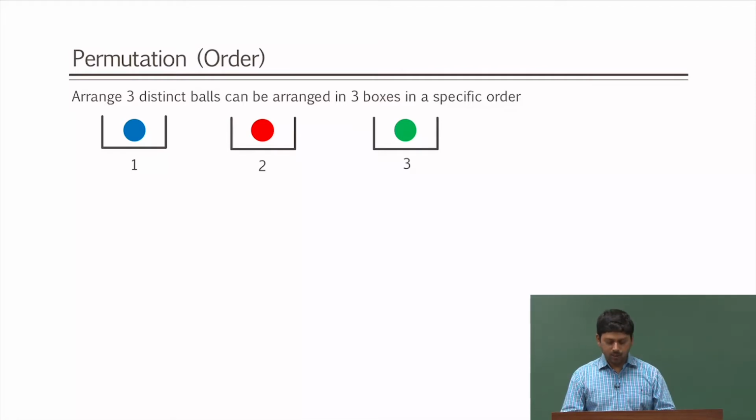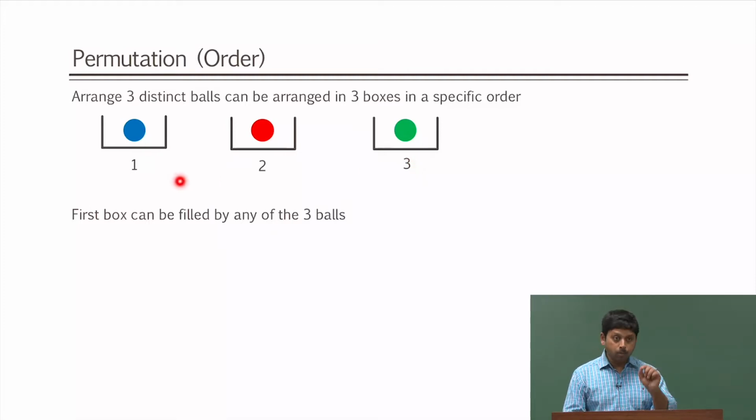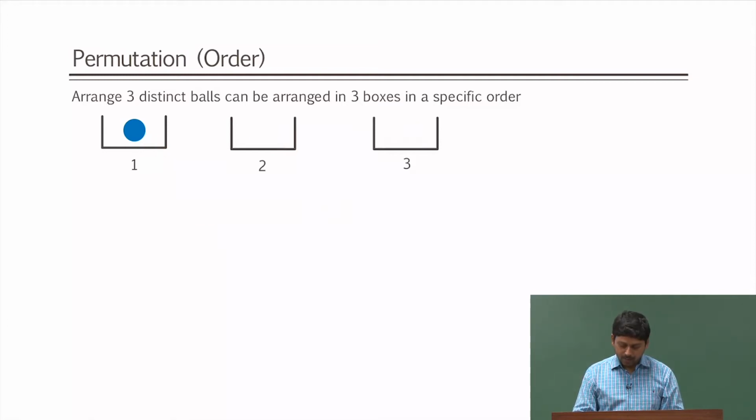In this kind of situation, what will be my statistics? What will be the number of possibilities? So, the first box can be filled by any of the 3 balls. That is the first thing. I have these 3 balls, red, green and blue, and I have 3 boxes, and these are very distinguishable boxes. You see, I have numbered them 1, 2 and 3. First, box number 1 I have to fill up. I can pick up any of the balls. Let us say I picked up a blue one. I will be left with red and green. So, this is 3 ways I can do that.